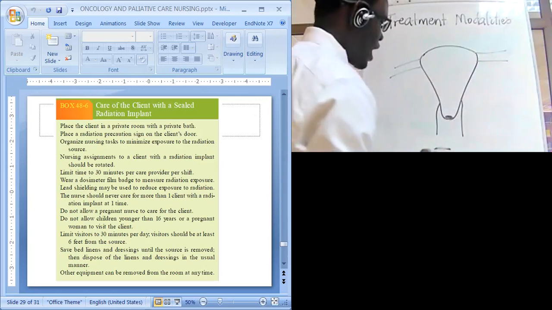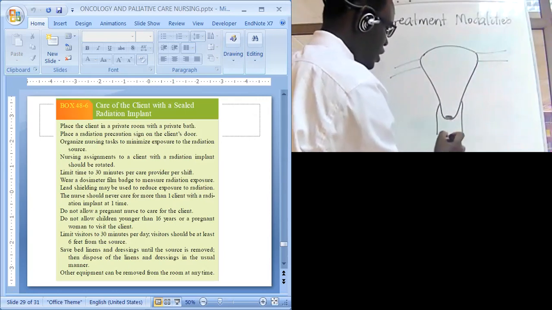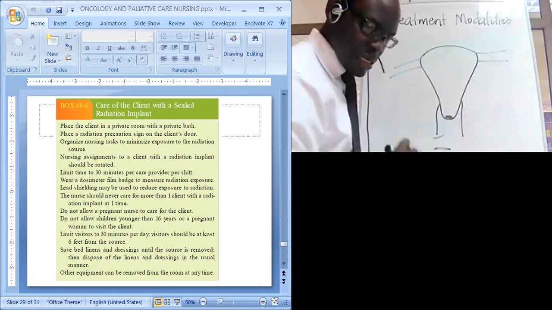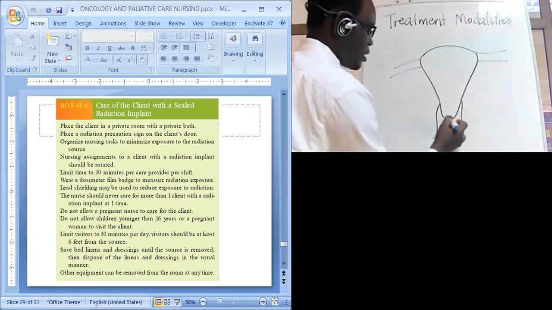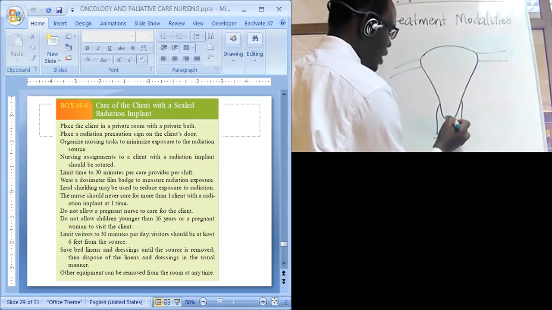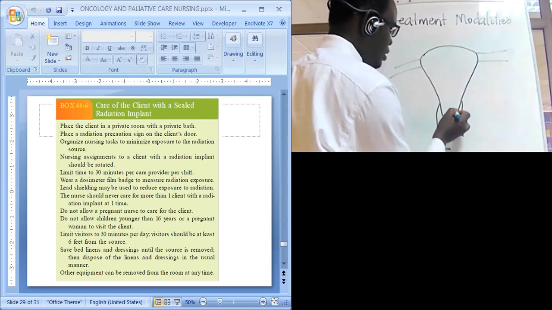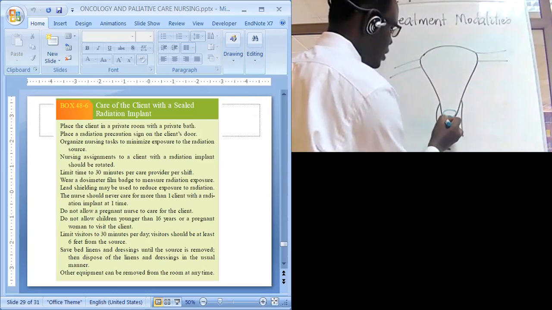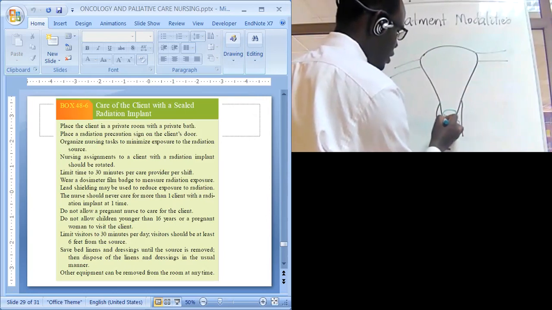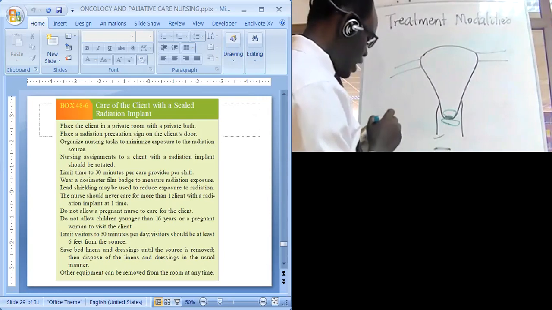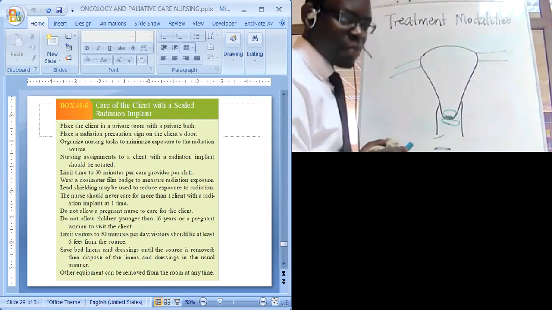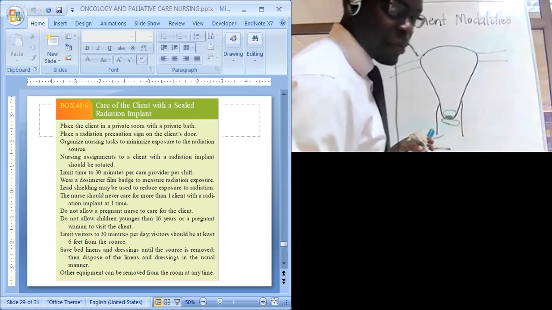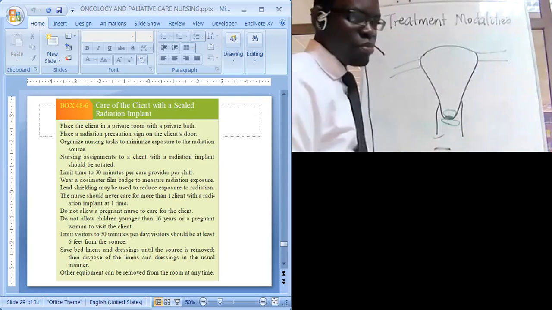And you know that this is the vagina. So what they actually do is insert the implant in this area here. In this area, they go ahead and put the implant. Or sometimes they can even put it in this area here. So what actually happens is that it stays there for some period of time.